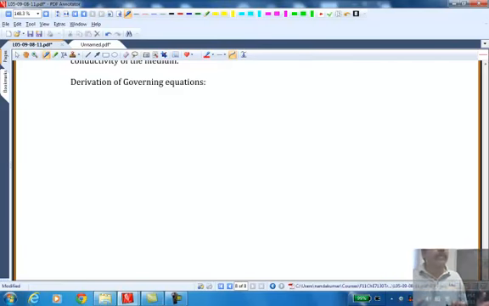For example, when I derive the momentum equation, I'm going to do it in what is called a Lagrangian frame of reference. And when I do the energy equation and mass balance equation, I'll do it in what is called an Eulerian reference frame. So first thing we need to discuss is what is the difference between a Lagrangian viewpoint and an Eulerian viewpoint.